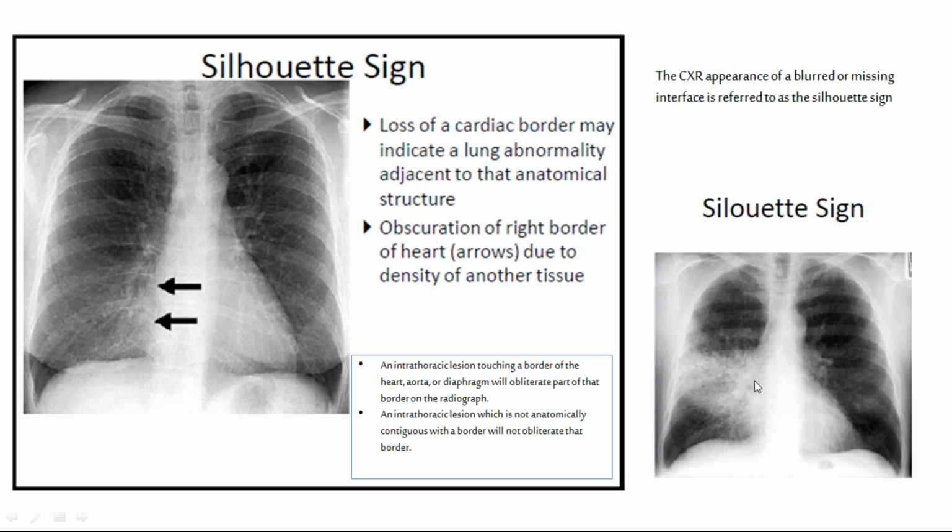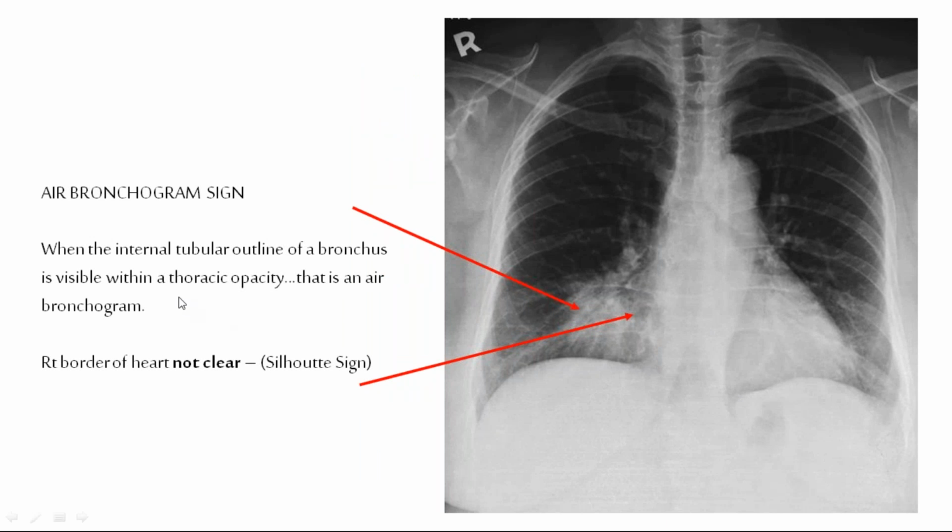See, right border, can you make out? No. That is a middle lobe consolidation. Air bronchograms, which I was talking about just now, and also the silhouette sign. Here both are positive. Air bronchograms are positive, silhouette sign is positive, right middle lobe consolidation. Here there is some amount of patchy consolidation also, because the left border is also not that clear. So there may be bilateral pneumonia.